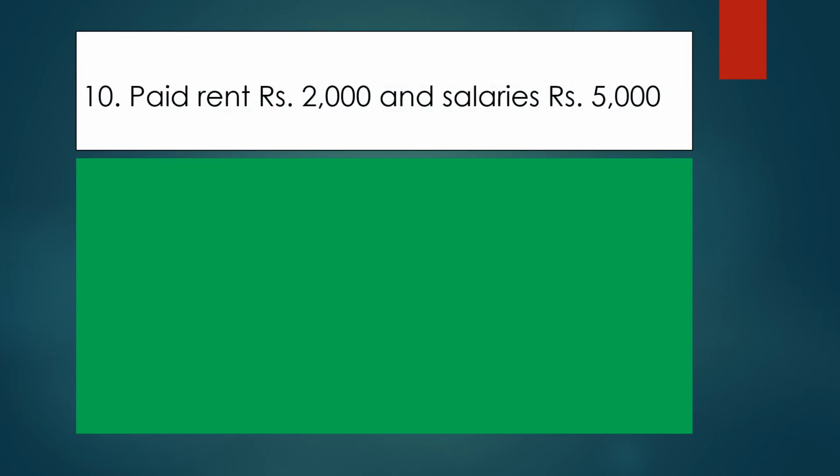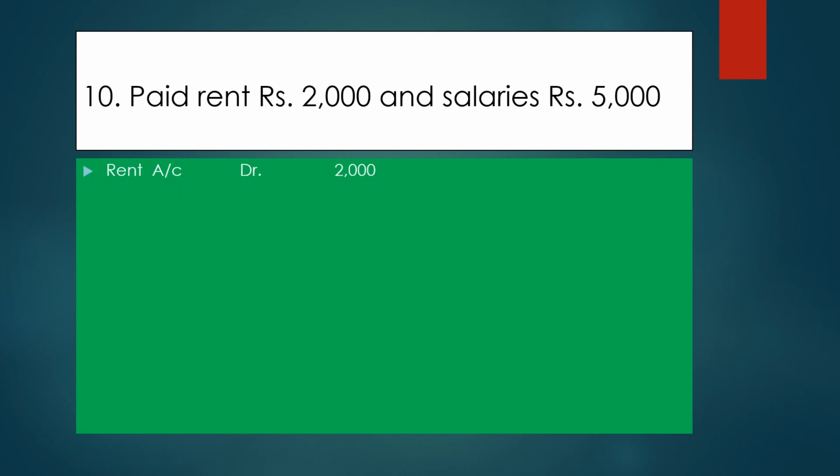This is 10th transaction. Paid rent 2000 and salaries 5000. The speciality of this entry lies in recording two entries. See, this is one transaction, but we need to record two entries in it. Because we are recording two entries in it, it is called a compound entry. Now let us see how we are going to record a journal entry for this transaction.